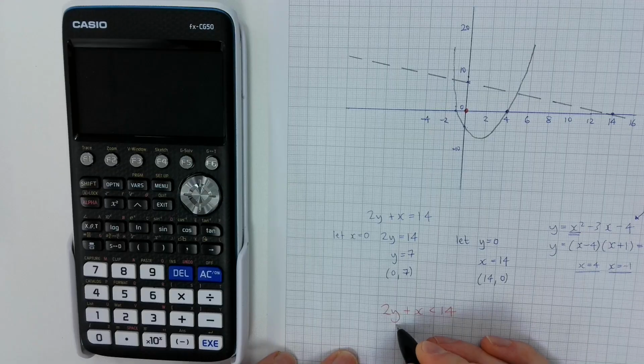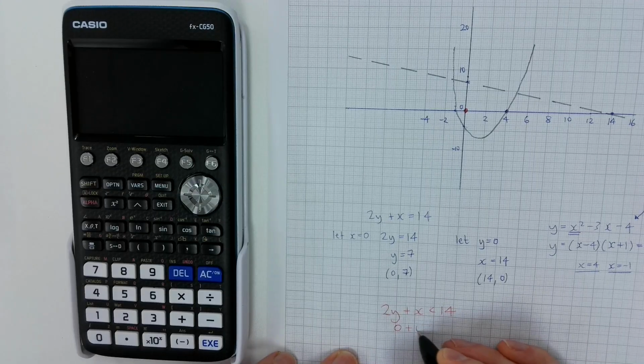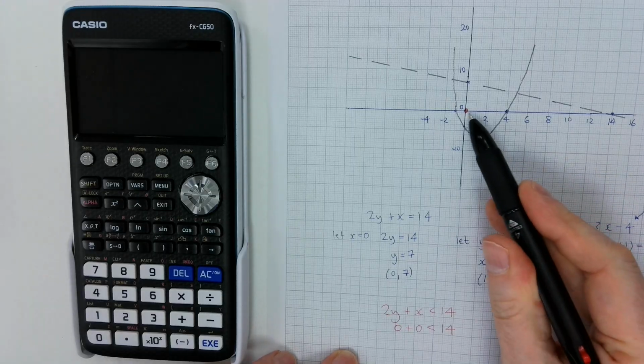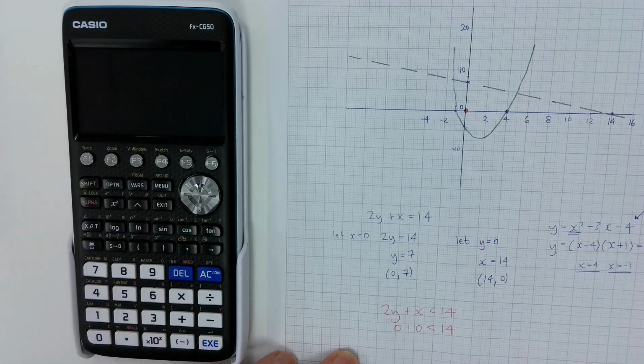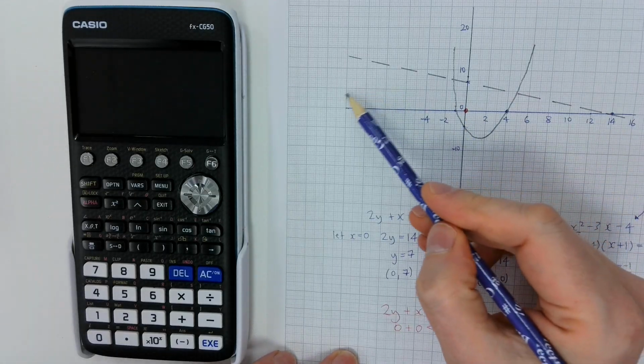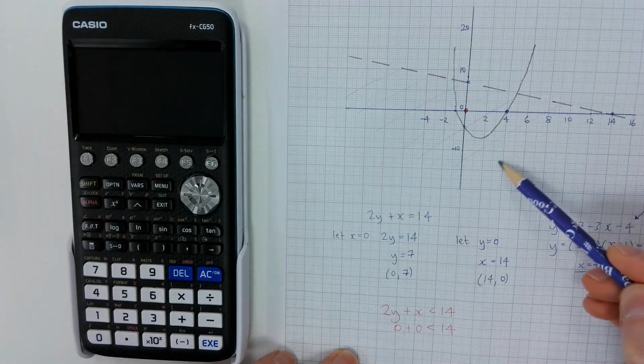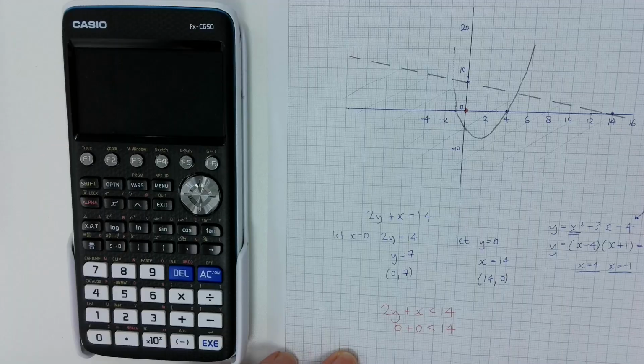So 2 times 0 is 0, and plus 0 is 0. And we look at that: 0 is less than 14. So we are on the correct side. That is correct, so that holds true. So in other words, if we shaded it in, I'll do this incredibly lightly, it holds true on this side of the line. So we know we're on the right side of the line now.